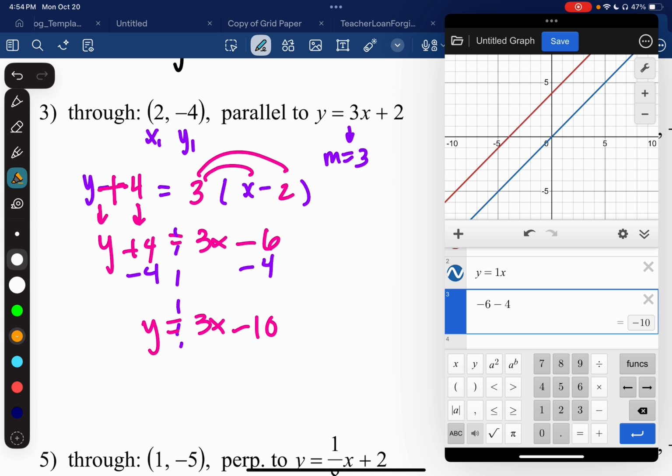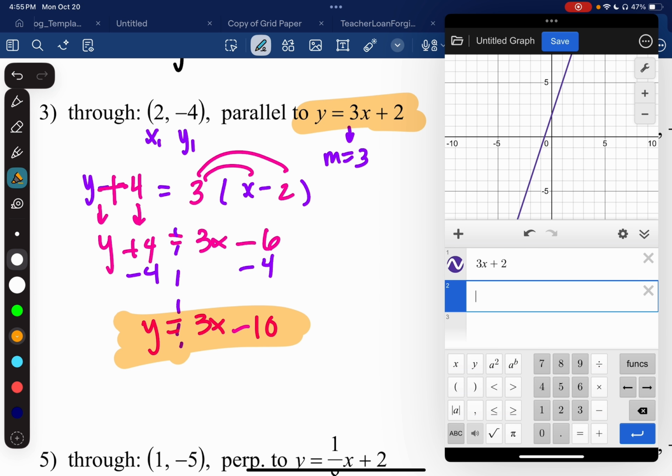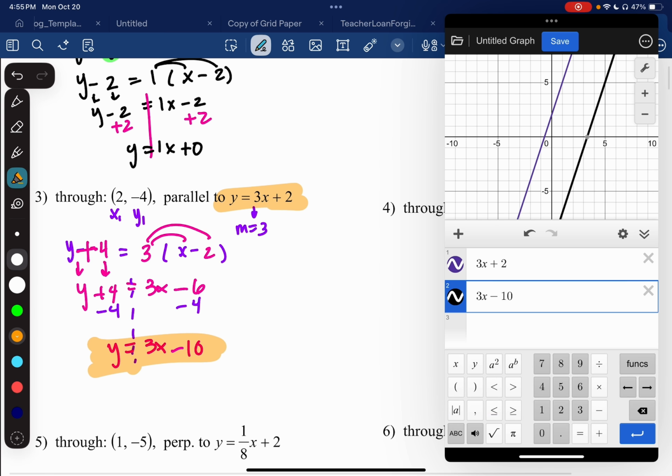Now let's see if this equation right here is perpendicular to this equation right here. Bam, bam, bam. We can actually type without the x, 3x plus 2, or without the y. And then we got 3x minus 10. Bam. The two lines are parallel, right? They'll never touch or intersect. All right, so that is how you do it.